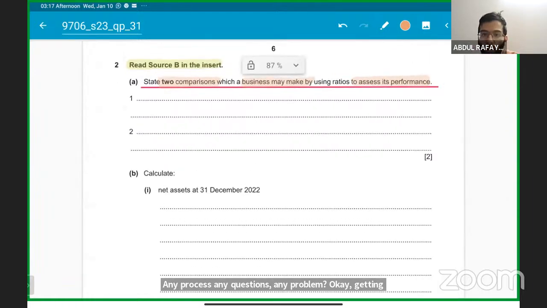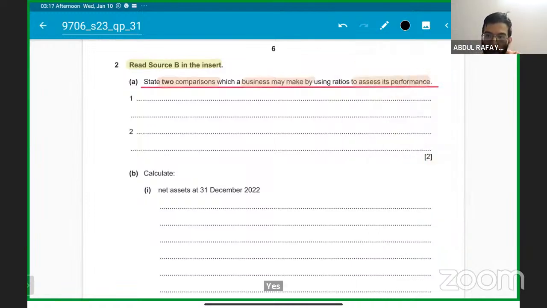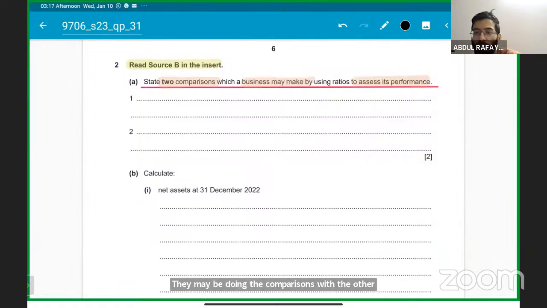So the two comparisons that a business may make using ratios to assess its performance: they may be doing comparisons with other competitors, inter-company comparisons. They might be doing comparisons against the industry average. What is happening in the industry? As we have done a question on that as well, the gearing ratio might be different for you, but it might be different for the industry average. You can work out your previous performances. Have you done better in the liquidity positions? Have you done better in the efficiency ratios? Have you done better in the profitability ratios? So that's what it is.